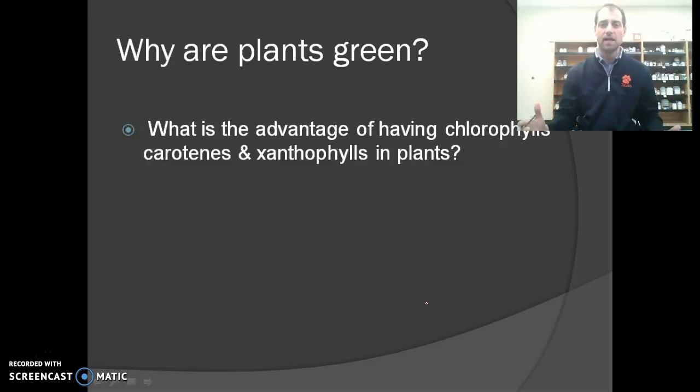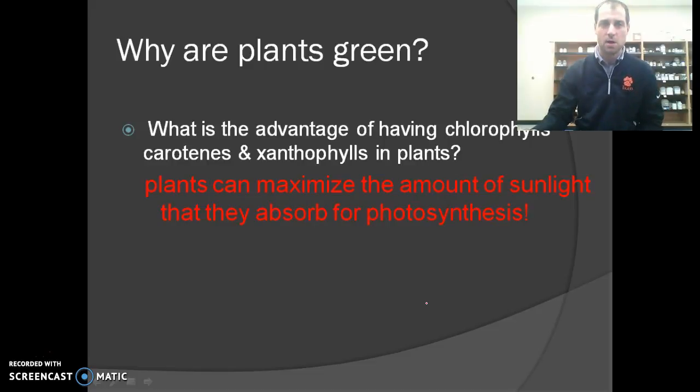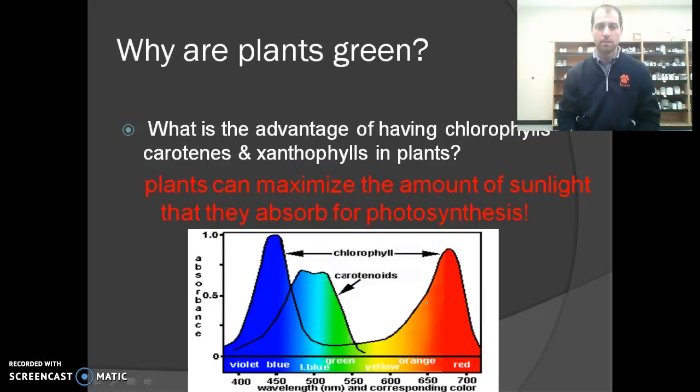So what's the advantage of having all of these different types of pigments, chlorophyll A and B, carotenes, and xanthophylls in plants? Well, it allows plants to maximize the amount of sunlight that they absorb for photosynthesis. This is kind of a combination here of the chlorophylls, and you can see that we're absorbing a lot of the blues and a lot of the reds, and these carotenoids are getting more of the blue and even some of the green. Since they're absorbing those colors, they can use those wavelengths of light to help put together the carbon dioxide and hydrogen to make our sugar.